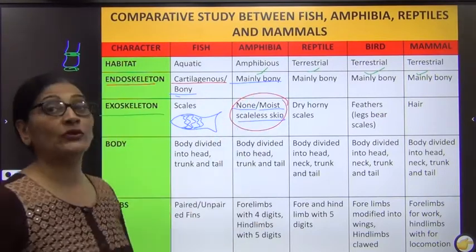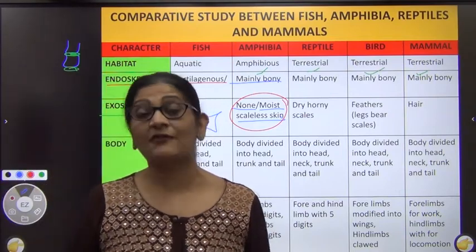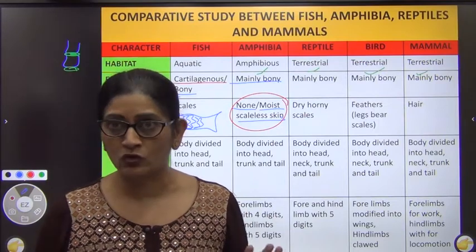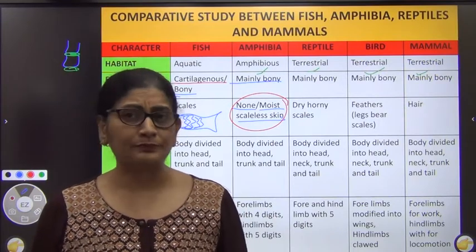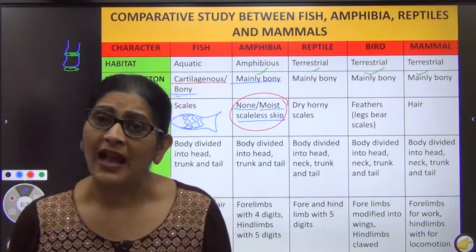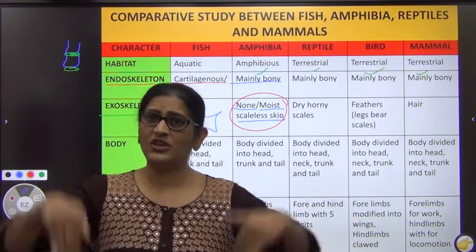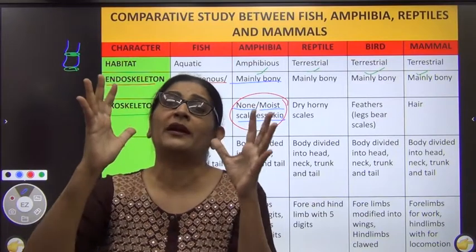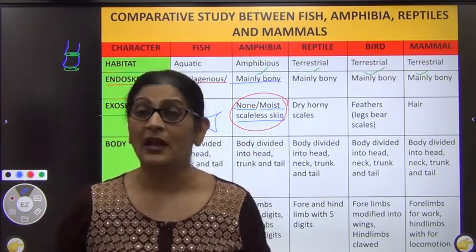Now let us come to reptiles. Reptiles have exoskeleton. I'll give you two examples. You can try any one of them. Either you go to a zoo and you'll find a crocodile. Just jump into the crocodile pond and catch the crocodile and see, there are such big scales, which are called scutes.